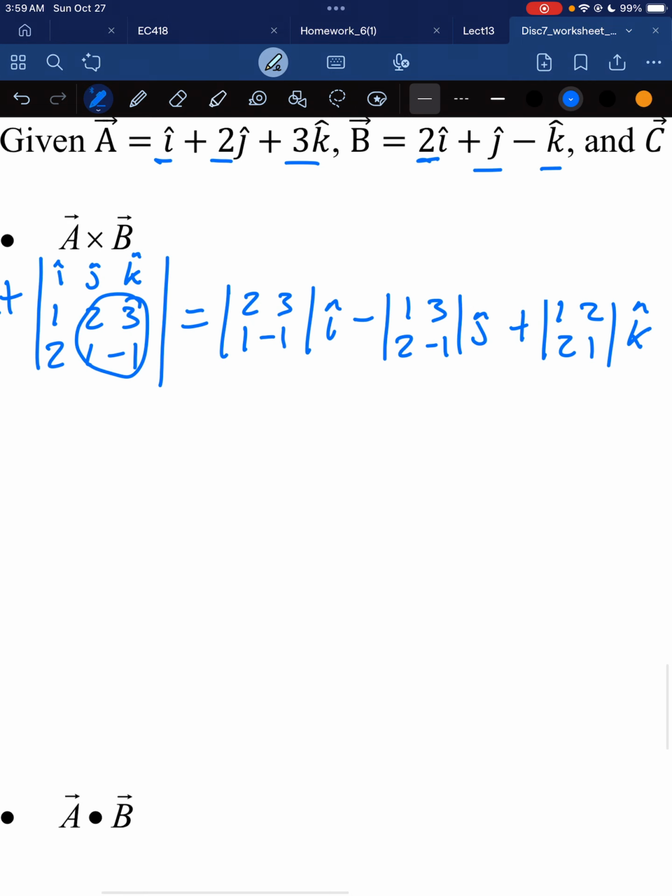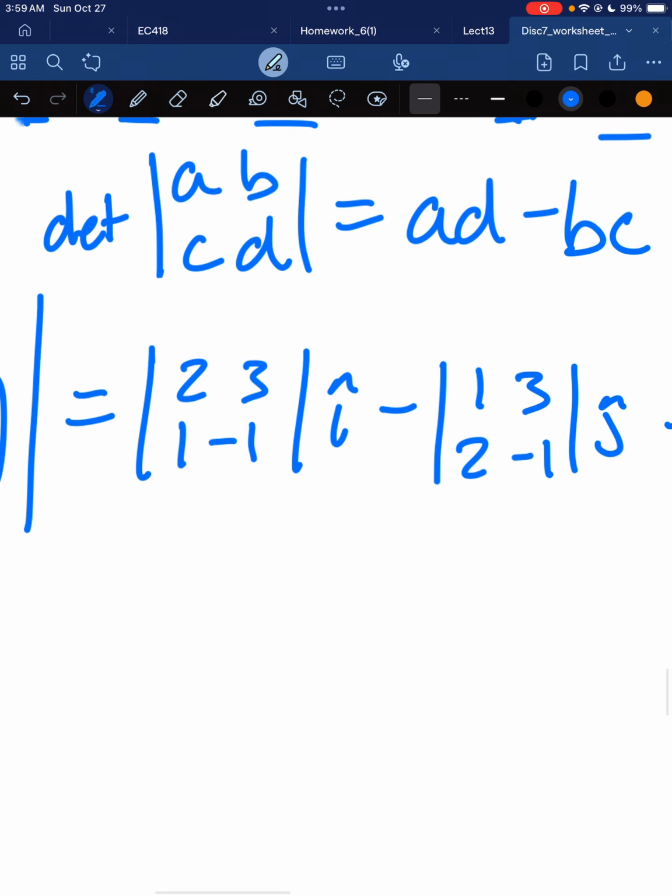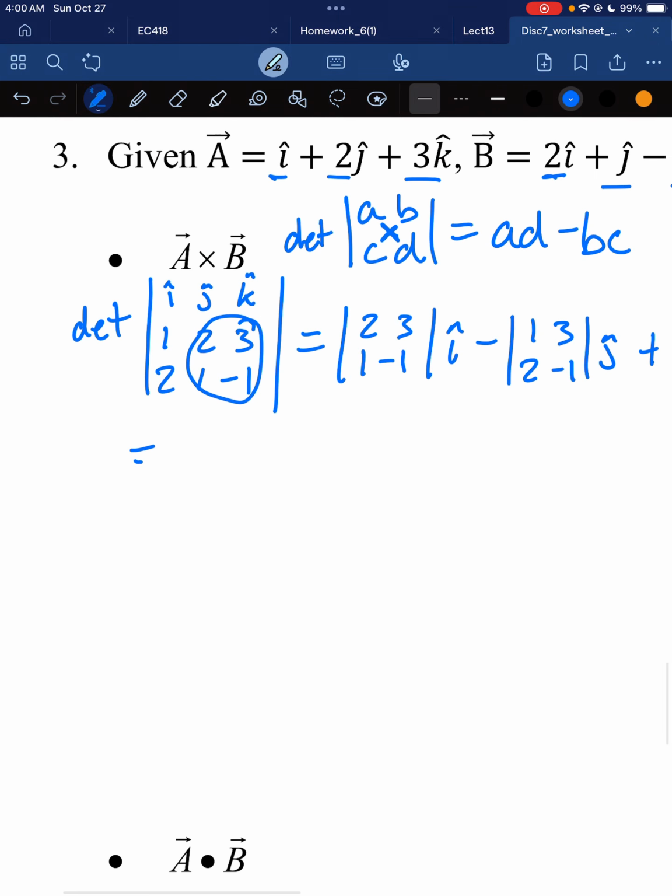And the way you take the determinant of these 2x2 matrices is, let's just say they're made of elements a, b, c, and d. Well, then the determinant is going to be a times d minus b times c. So I'm going to multiply these two numbers, and then I'm going to multiply these two numbers, and I'm going to take the difference of them. So I'm going to have 2 times -1 minus 1 times 3. And this is going to be for my i hat component.